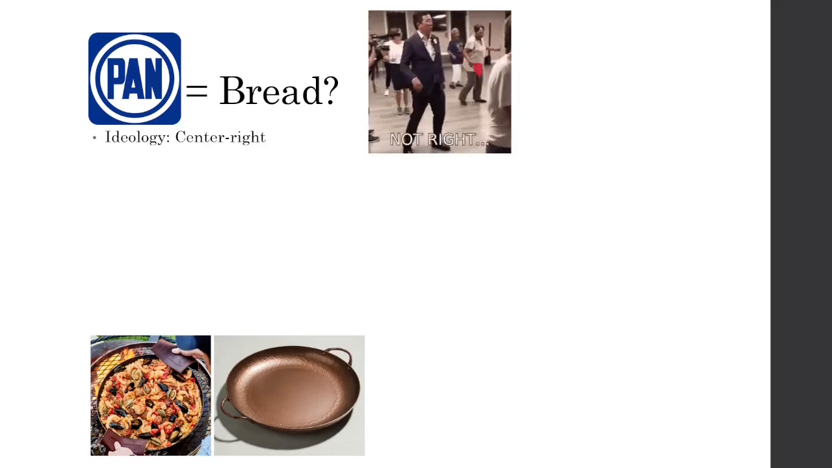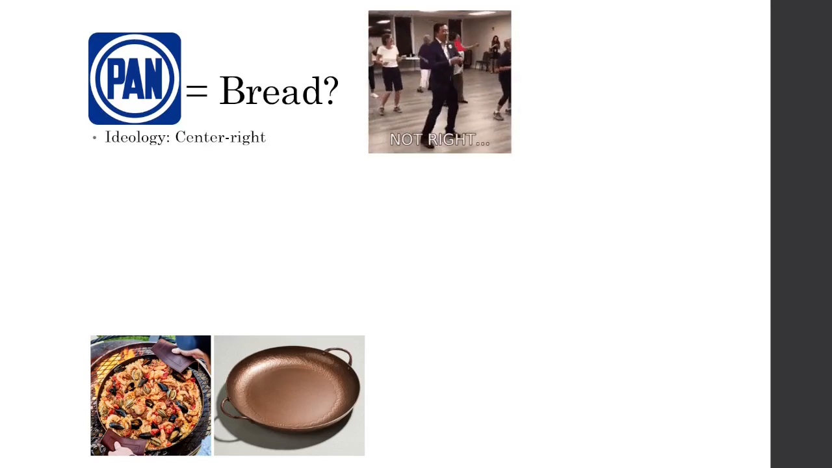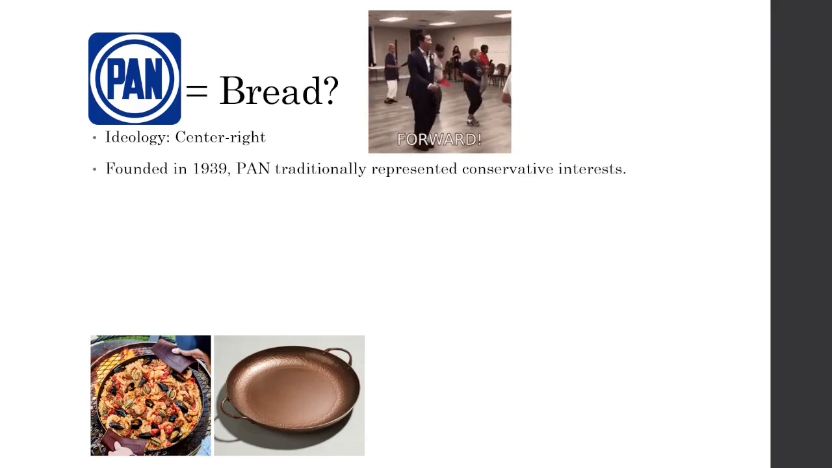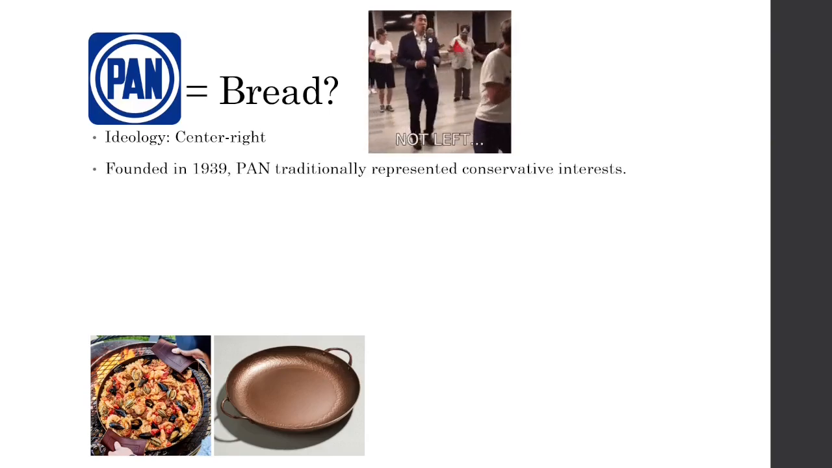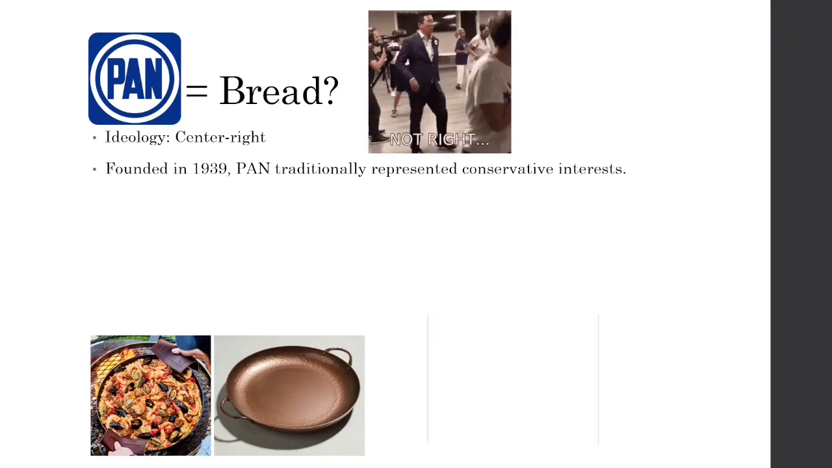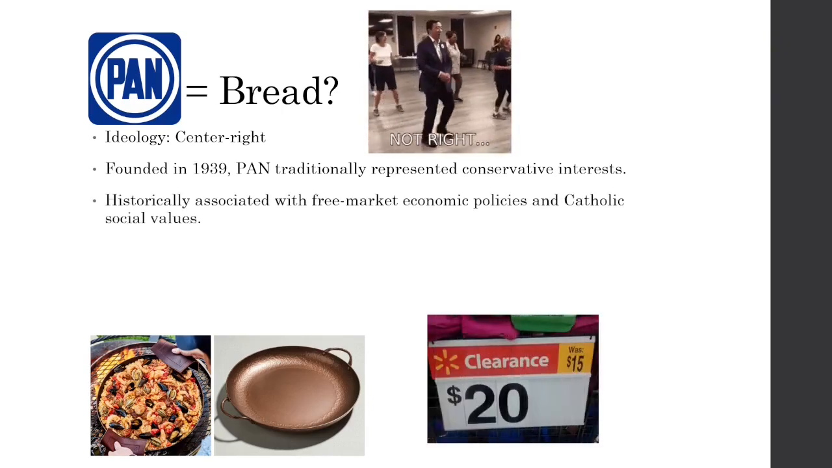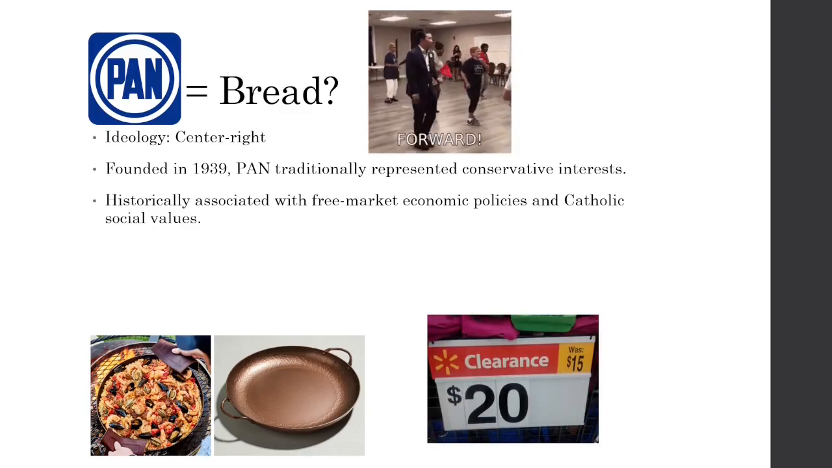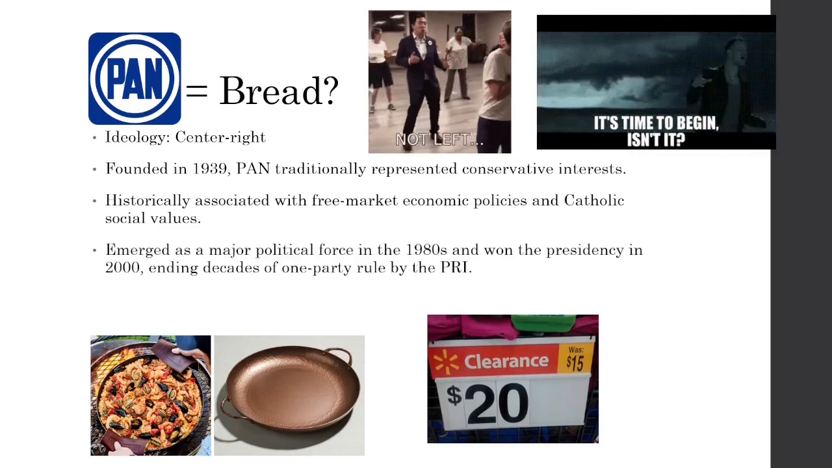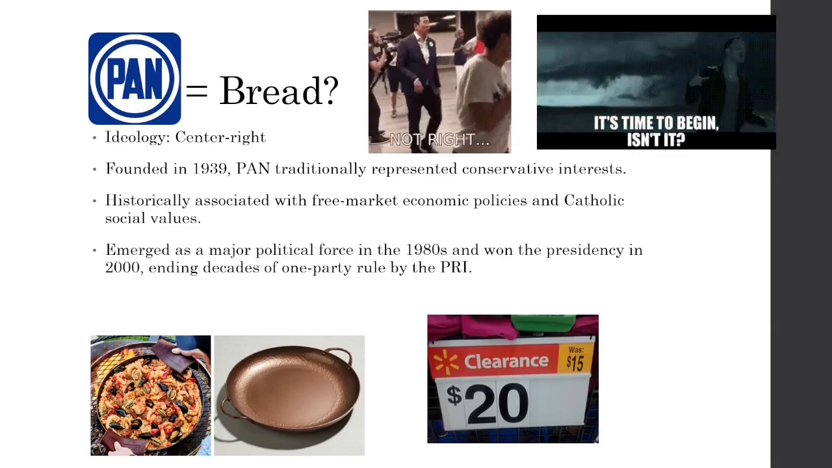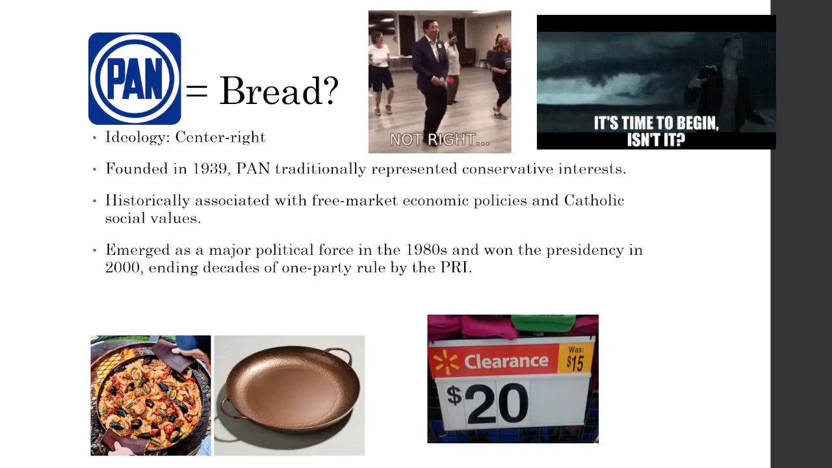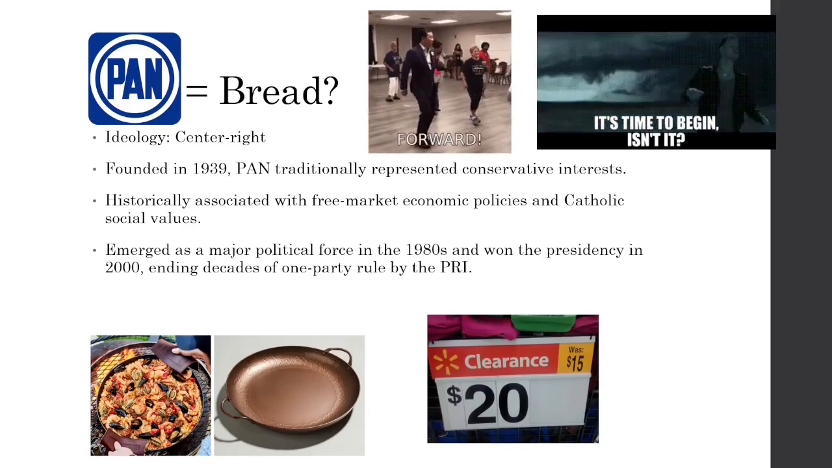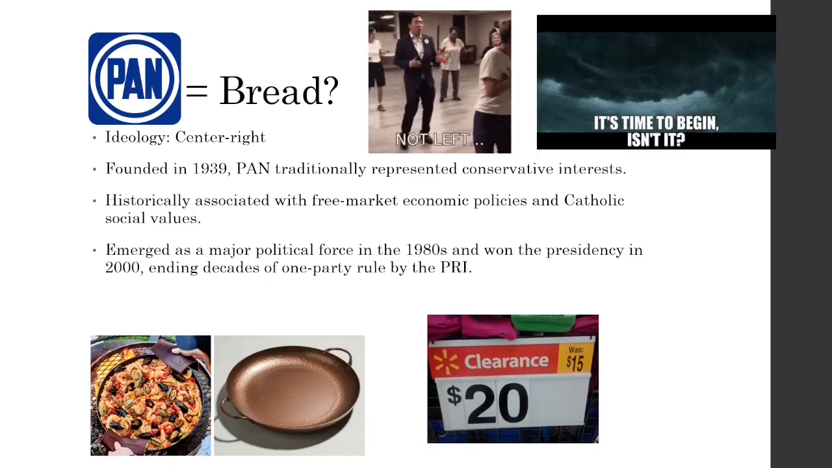The PAN. So their ideologies are center-right, and in the United States that's more conservative-based. They were founded in 1939, and they're traditionally representative of these conservative interests. They're historically associated with free market economic policies and Catholic social values, because a high portion of Mexico's citizens are Catholic. They emerged as a major political force in the political system in the 80s. That's when they really got their foothold. And they won the presidency in 2000, ending that 71-year rule of the PRI.